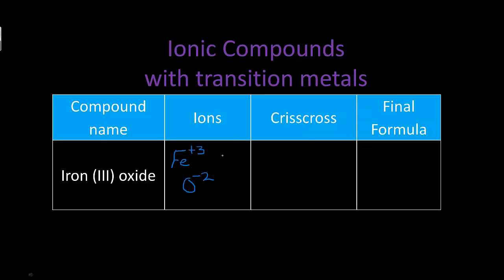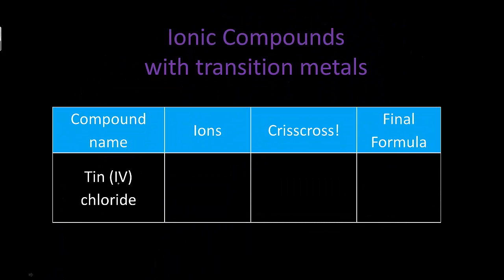Okay, so now that we have our ions, we're going to crisscross. So I'm going to write the iron 3 over here and the O, oxygen, over there. Now crisscross. That 2 now goes down by the iron, so it's going to be Fe2, and that 3 goes down by the oxygen, which is O3. So our final formula is Fe2O3 because they are in their lowest whole number ratios. They do not have a common denominator. Fe2O3, that's our final formula.